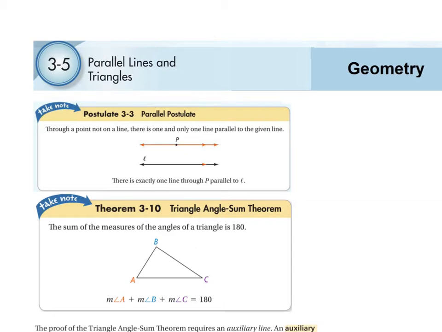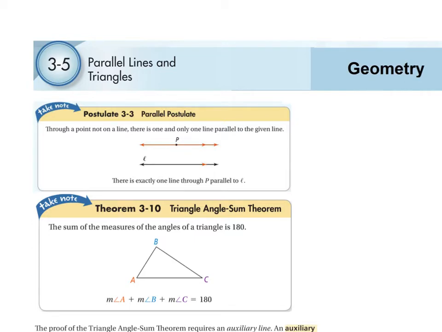Okay, we're starting our new unit, and that's Unit 3, Part 1. We're going to split this unit up into two different pieces, it's really a big unit, but we split it up into half. So the first section is Section 3.5, and it's talking about parallel lines and triangles.